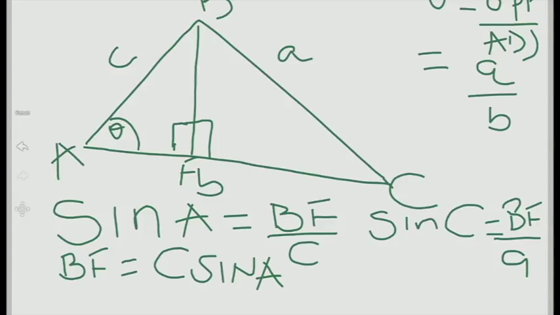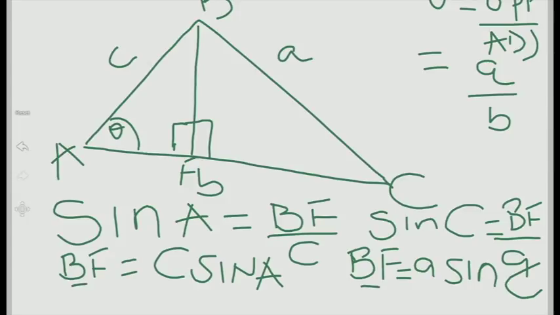So now we have sine B C is equals to BF over A. And then we make BF the subject of the formula. BF is equals to A sine C. BF is equals to C sine A. This is the same BF, so we can use the same.